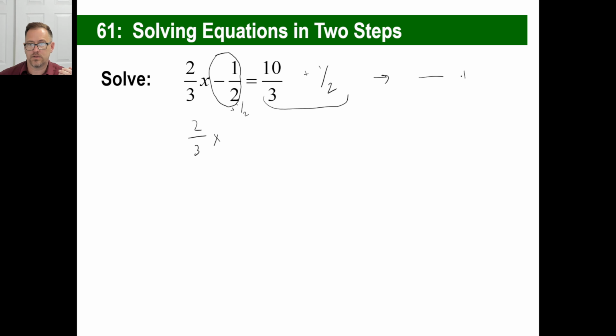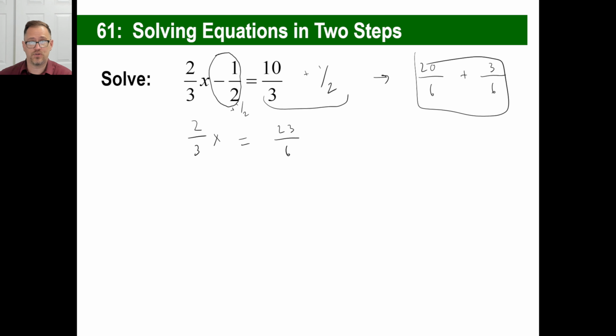So let's go over here kind of to the side, and let's add these two things together. Of course, we can tell that the common denominator is going to be 6, right? So 6 here and then 6 there. 3 times 2 is 6, 10 times 2 is 20, 2 times 3 is 6, so it'll be 3 there. This will turn into 23/6. So this 2/3 x is equal to 23/6.